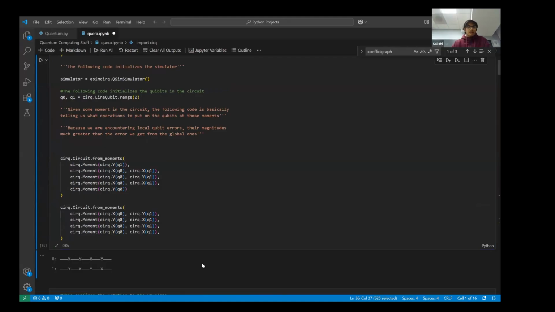You can see that the output describes what we have in the circuit over here: XY, YX, XY, and then YX. So they're just alternating back and forth on each qubit.